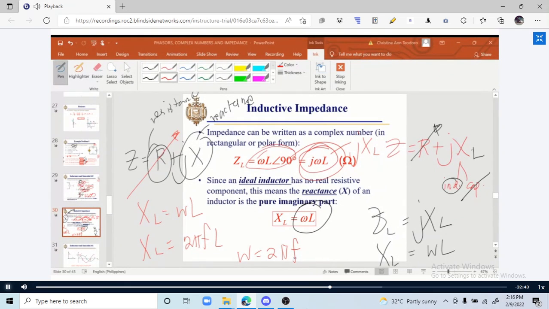Are you following? Remember the equation that omega is equal to 2 pi F? Remember that? Hello?